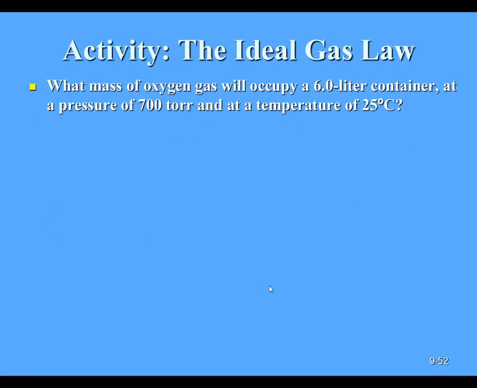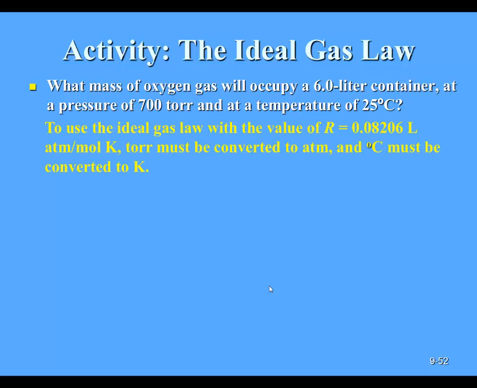Let's say we have a mass of oxygen gas that will occupy a 6.0 liter container at a pressure of 700 torr and at a temperature of 25 degrees Celsius. To use the ideal gas law equation, we need to think about the ideal gas law constant. My ideal gas law constant, which I've asked you to memorize, was 0.08206. That's liters times atmospheres over moles and over kelvins.